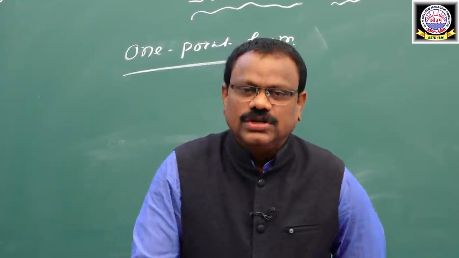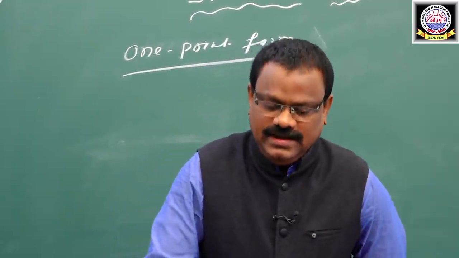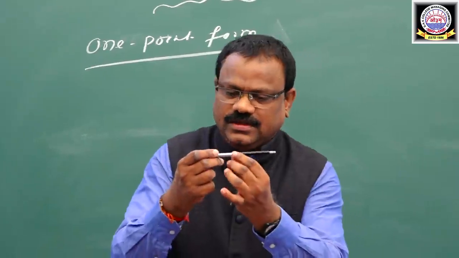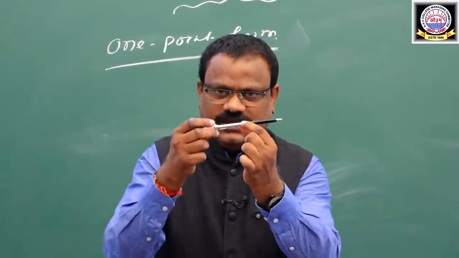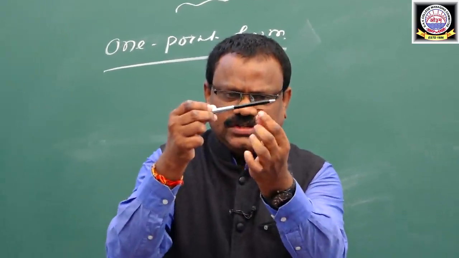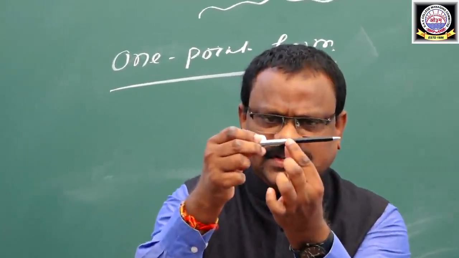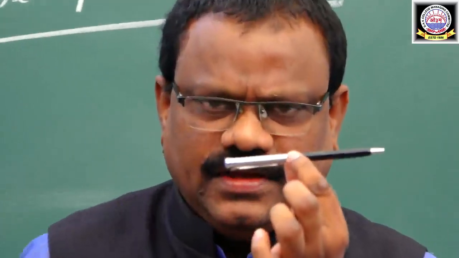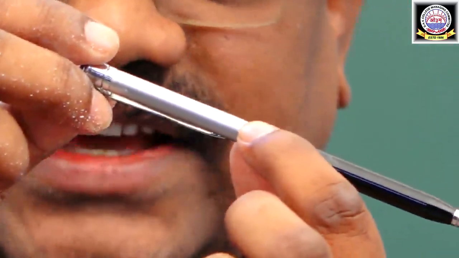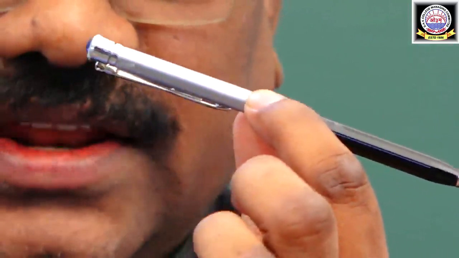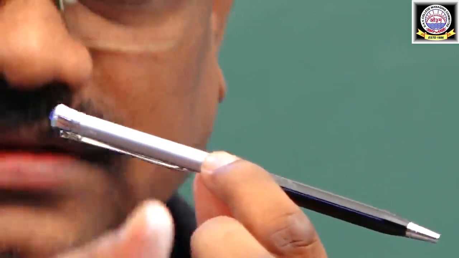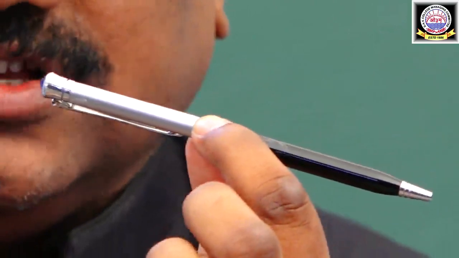So here also in the one-point form, the line passes through a particular point. Suppose this is C. I am taking this as a line. Let this be the line. It is passing through this particular point. And suppose it makes a particular angle with the x-axis, that is, with the positive x-axis it is making some angle.